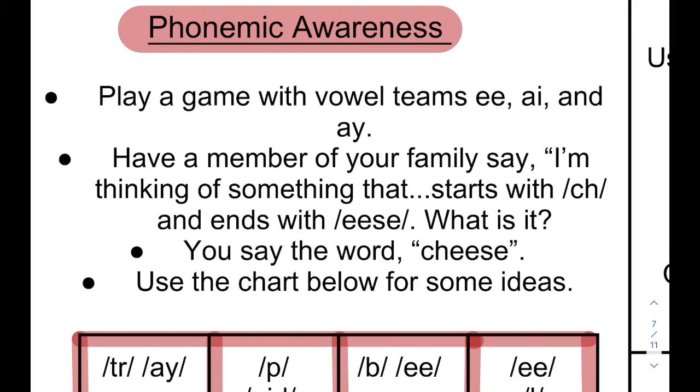Next, we have phonemic awareness. Play a game with vowel teams EE, AI, and AY. Have a member of your family say, I'm thinking of something that starts with ch and ends with ease. What is it? Then you say the word cheese. Use the chart below for some ideas.